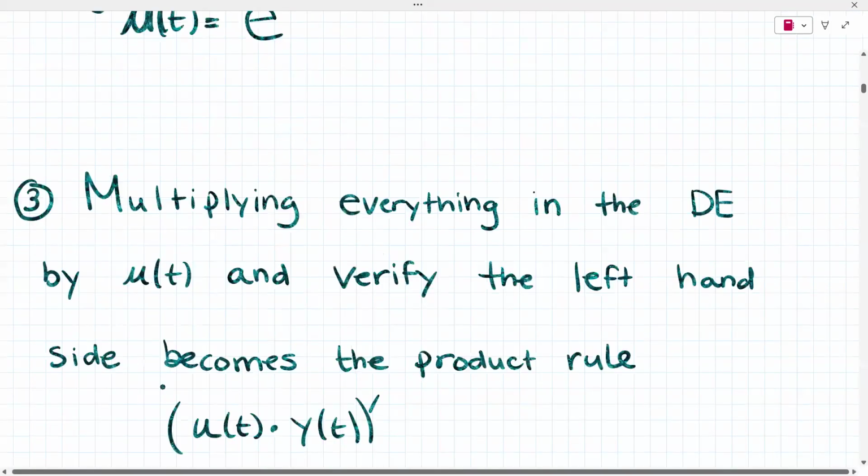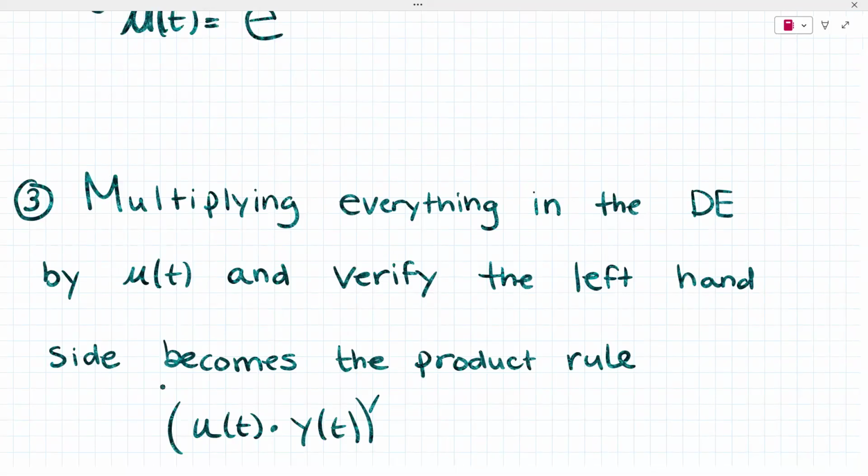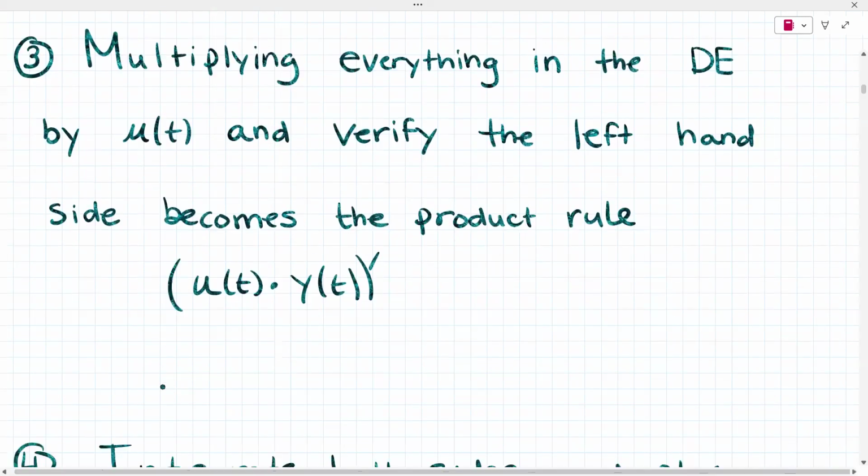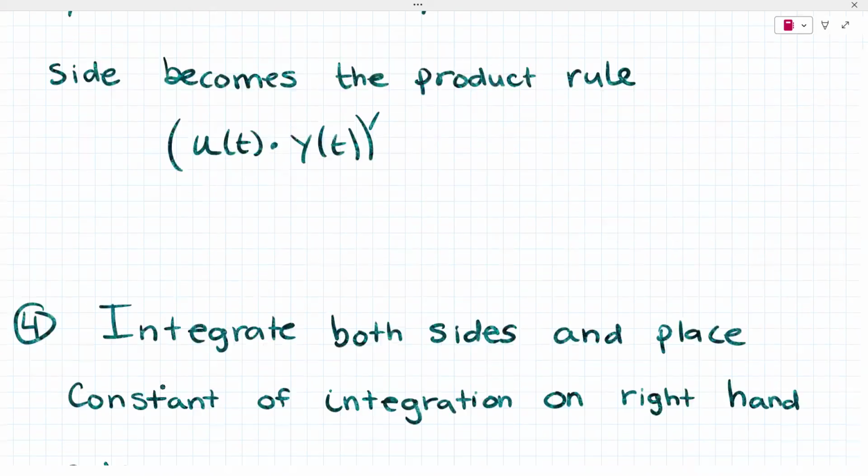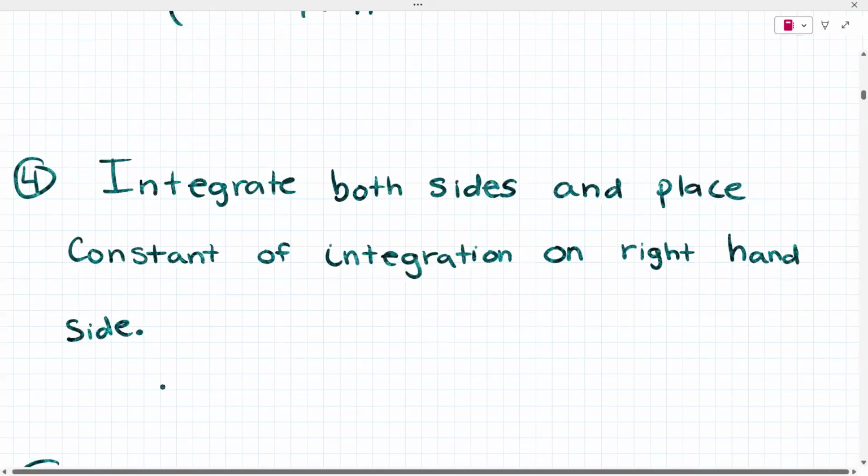Step 3, multiply everything in the differential equation by mu(t) and verify the left-hand side becomes the product rule. This is a really good idea because it determines if you actually made a mistake. If the left-hand side does not become the product rule, then you know we've done something wrong. So that's a good way to check. Step 4, integrate both sides and place the constant of integration on the right-hand side.